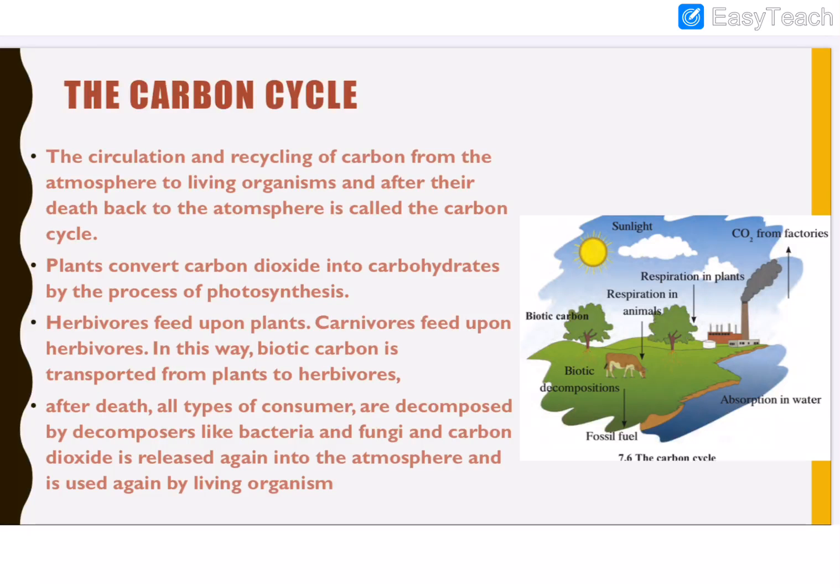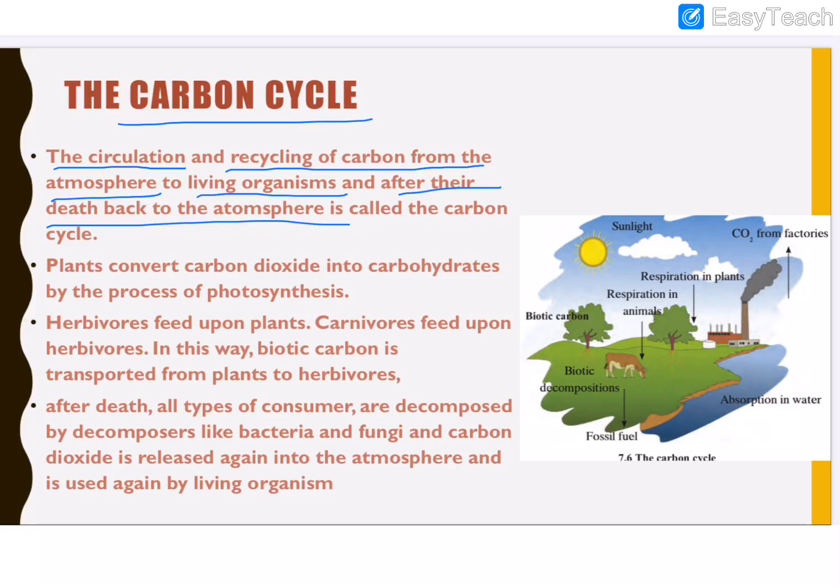So the first cycle we have to study in this chapter is the carbon cycle. Carbon cycle means how carbon is rotating in our biological, geological and chemical medium, how in the ecosystem the carbon is recycling. The circulation and recycling of carbon from the atmosphere to living organisms, and after their death back to the atmosphere, is called the carbon cycle.